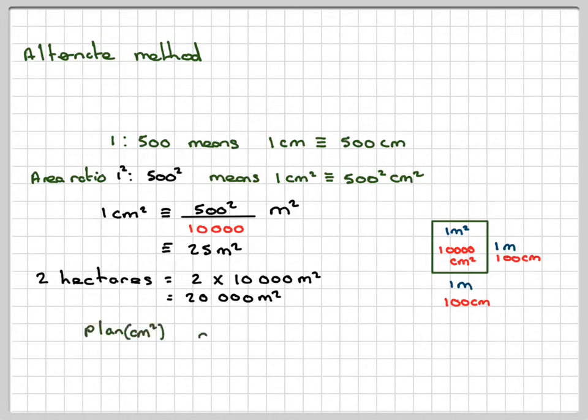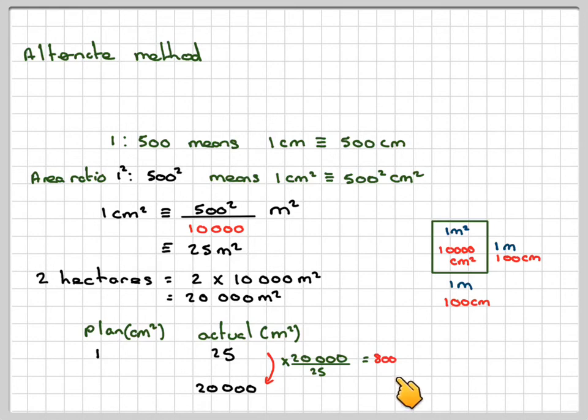So using ratio, we've got plan in centimetres squared and actual in metres squared. On the plan, that 1 centimetre squared is, and on the actual, is equal to 25 metres squared. We want to go from 25 to 20,000, which means we would have to multiply by 20,000 over 25, which will give you 800 if you cancel down. And therefore you have to do the same on the other side. So 1 times 800 gives you 800 centimetres squared, like we've done before.